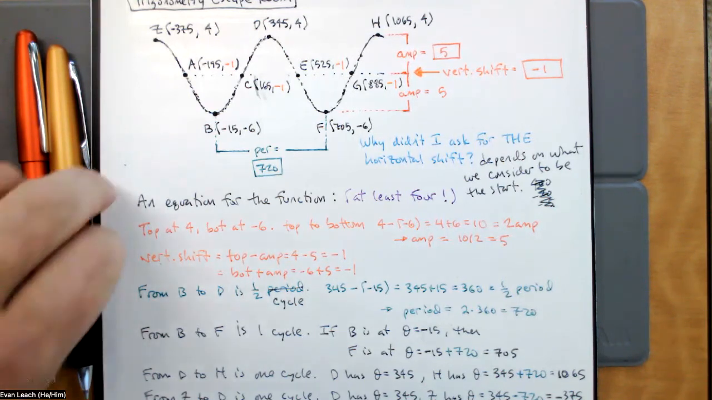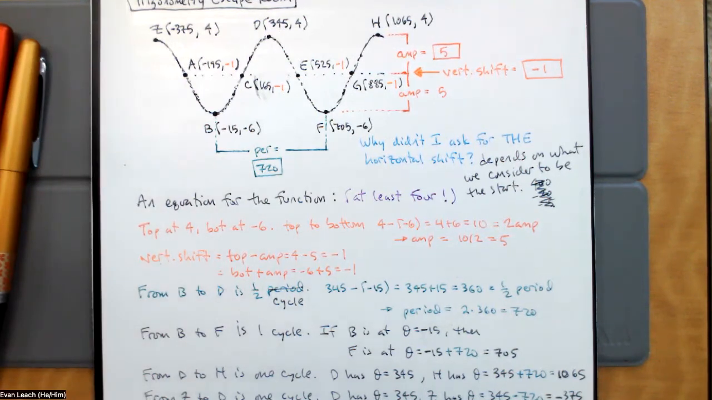So the last thing that we want to do is take this information, the amplitude, the vertical shift, the period of 720, pick a starting point, and I want you to write an equation for the function. Next time, that is on Thursday, because today's Tuesday, I want at least 4 different equations for this function. The four different ones are plus and minus cosine, plus and minus sine. So those are the 4 possibilities.